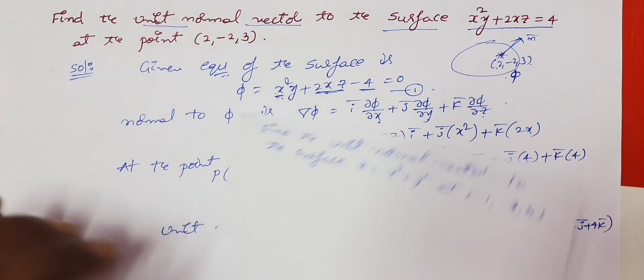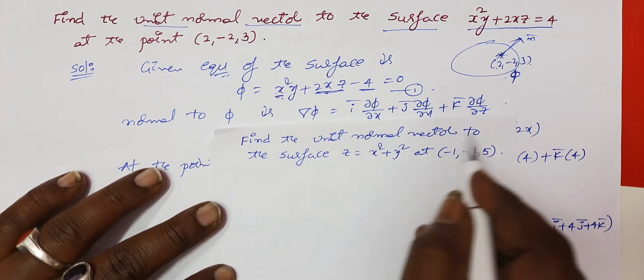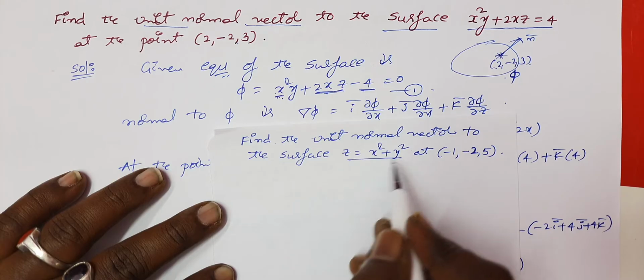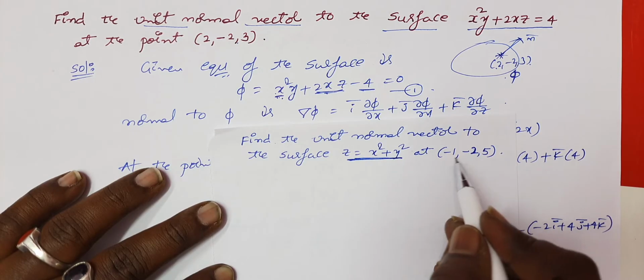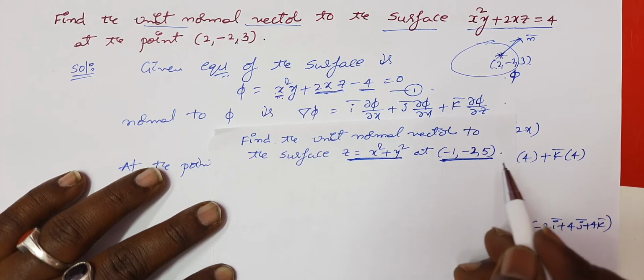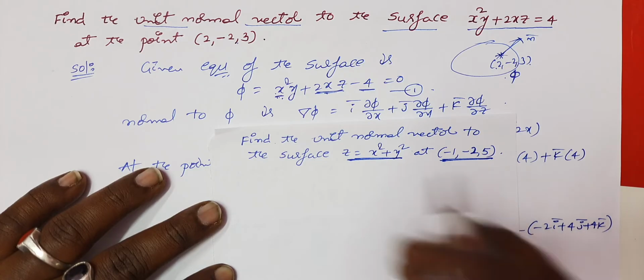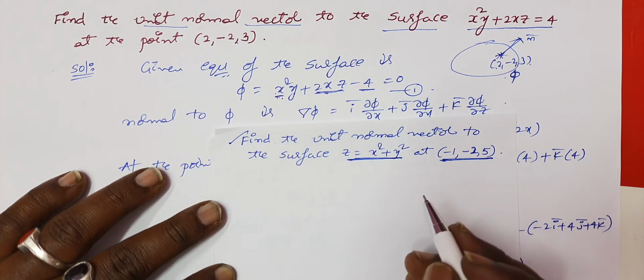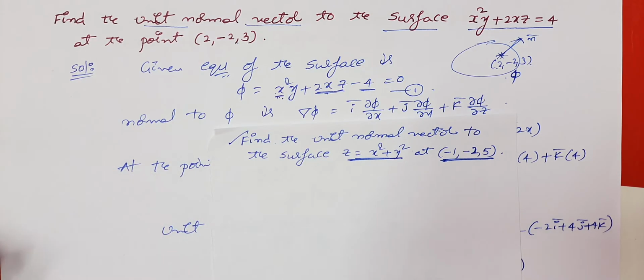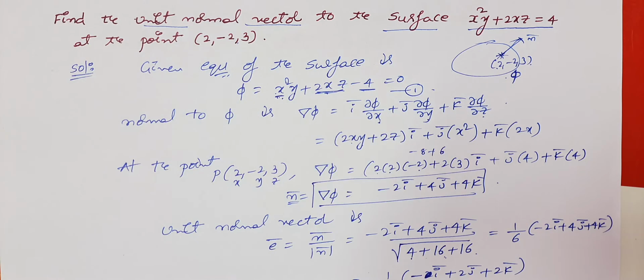One more practice problem is here. Find the unit normal vector to the surface z is equal to x square plus y square at the point (-1, -2, 5), which is also a very important problem. You can try this one, and if possible you can comment the answer in my chat box. See the next example.